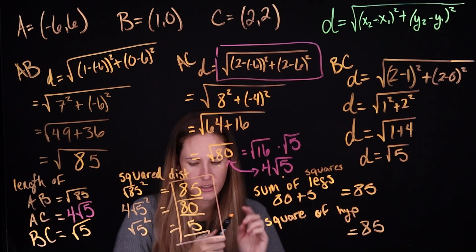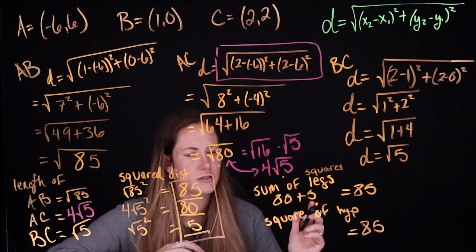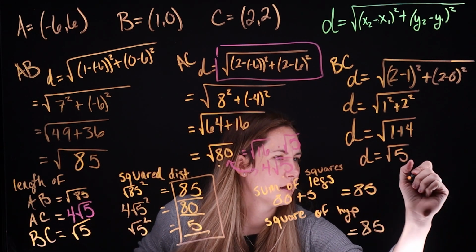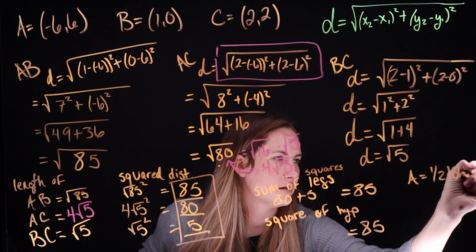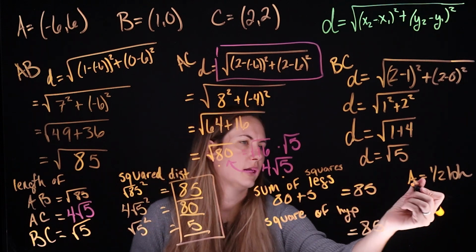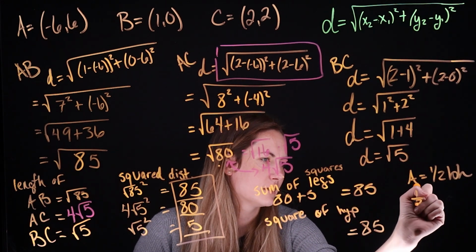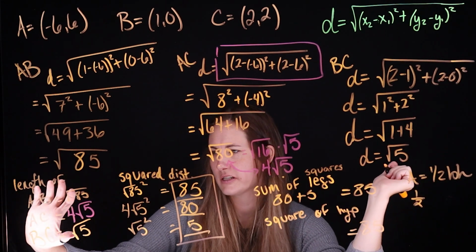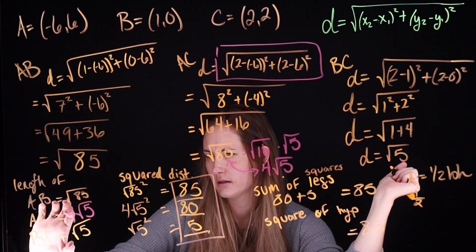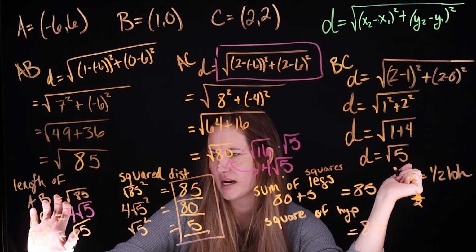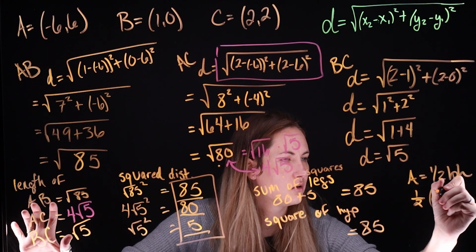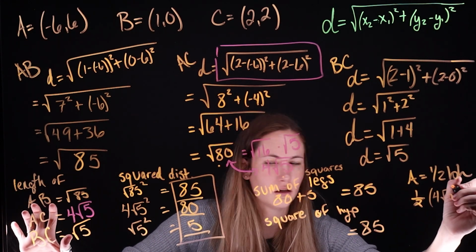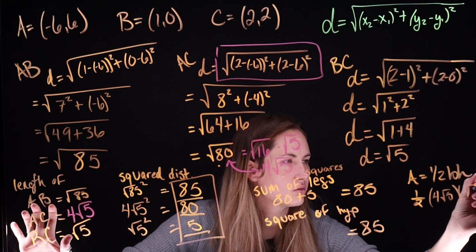And then the last question is the area of the triangle is blank square units. So area of a triangle is 1/2 base times height. So we're going to have 1/2 times our 2 shorter sides, which was right here, because this one's the square root of 80, and this one's the square root of 5, so times 4 square root of 5 times square root of 5.